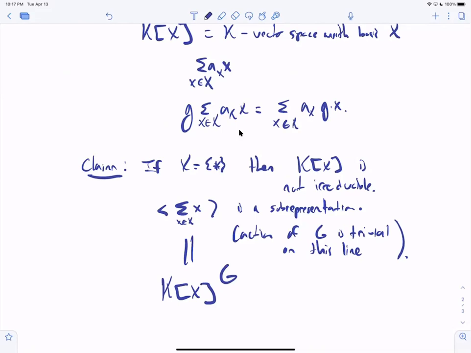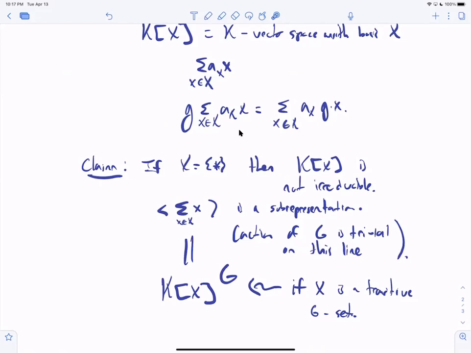Sorry, this is if X is a transitive G-set. If X is not a transitive G-set, then this is not true, and the invariants are sums of things that are constant on orbits. But okay, so good, this is an interesting feature, though.